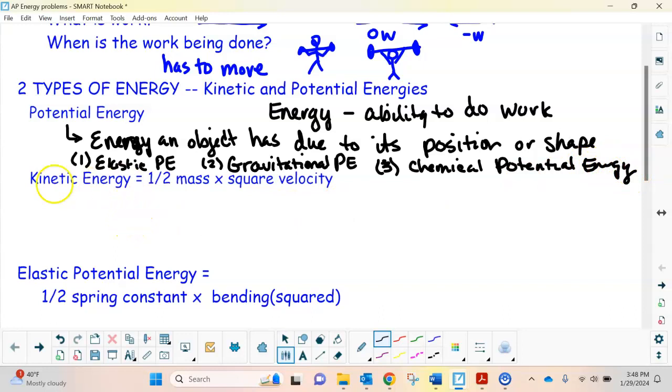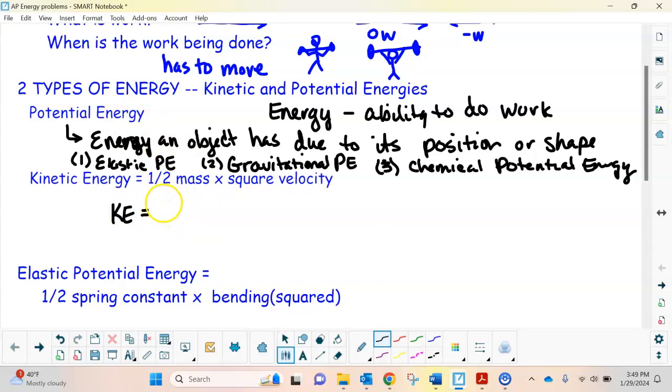Now, there's only one type of kinetic energy, and it is talking about moving something. It's always in motion. If you're talking about anything that's in motion, it is talking about kinetic energy. Once it has stopped, then it has no kinetic energy. Then it's all potential energy, perhaps.